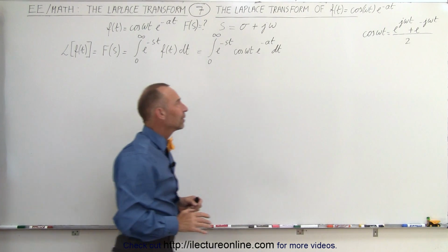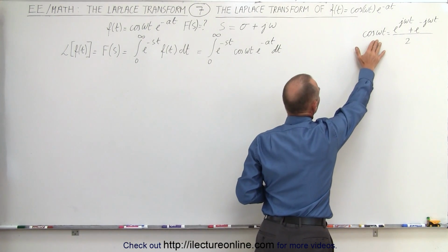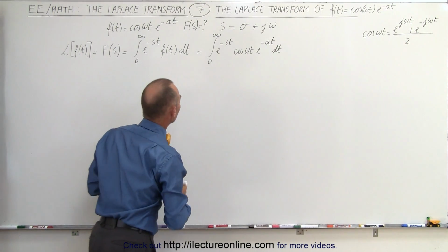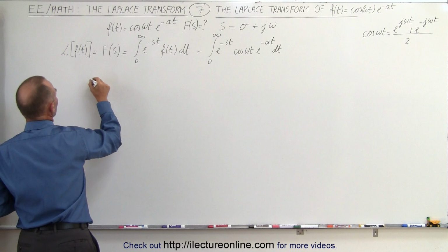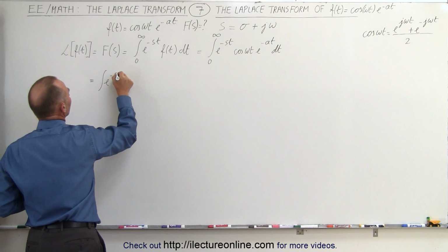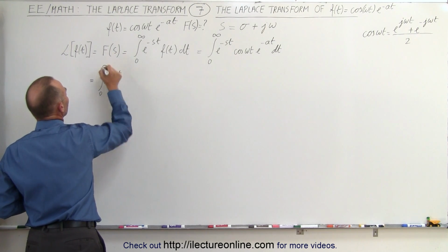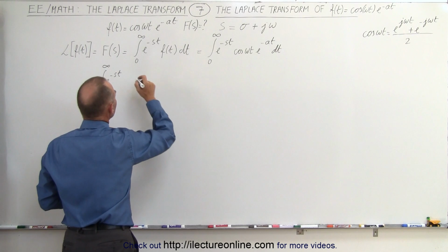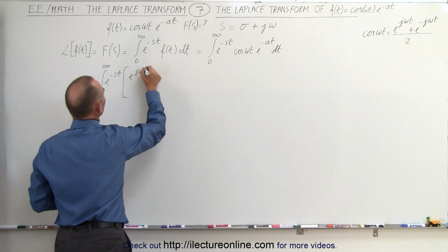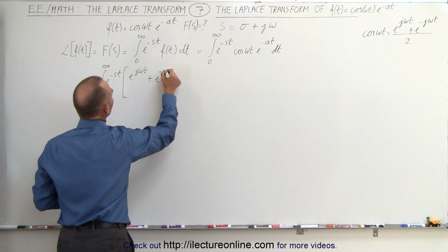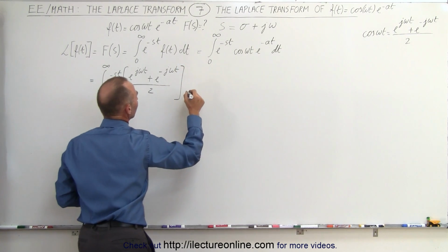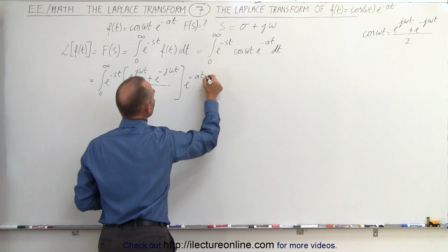Now we're going to use the following transformation. We're going to write the cosine of omega t into its exponential form. When we plug that in here, we get the following. This is equal to the integral e to the minus st from 0 to infinity. The cosine of omega t can now be written as e to the j omega t plus e to the minus j omega t, all divided by 2. And then we write this times e to the minus at dt.